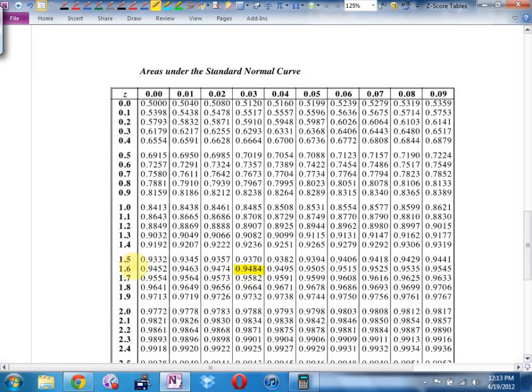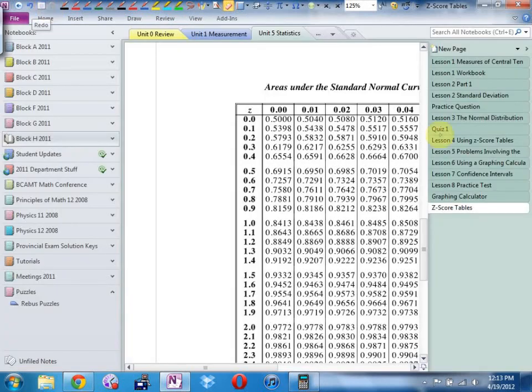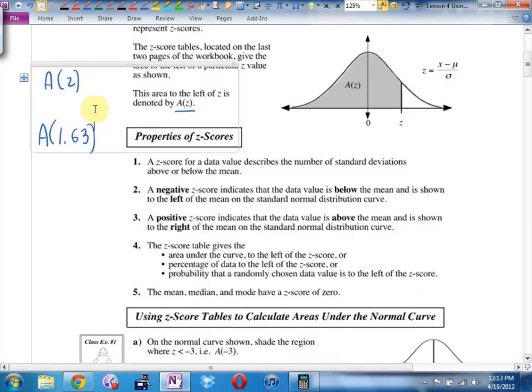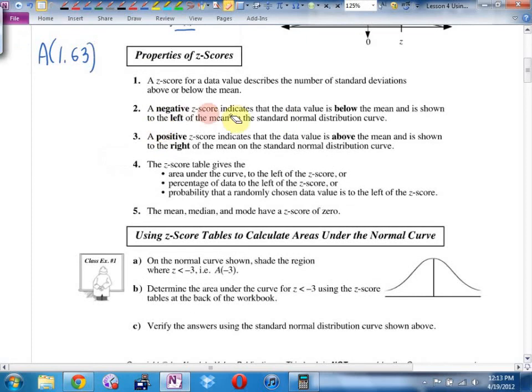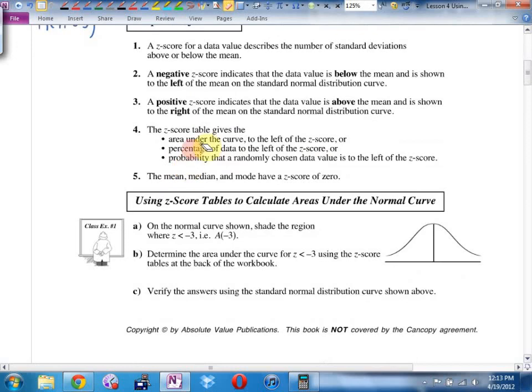What if I wanted the area to the left of, let's erase this. Well, let's go back to the lesson. Lesson 4. A negative Z-score tells you you're below the mean, shown to the left of the mean. A positive Z-score is above the mean. It's to the right.